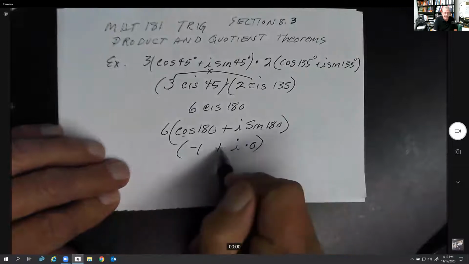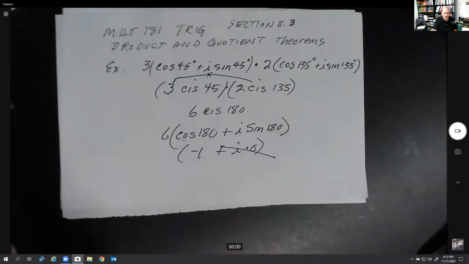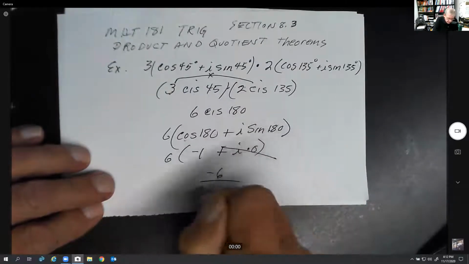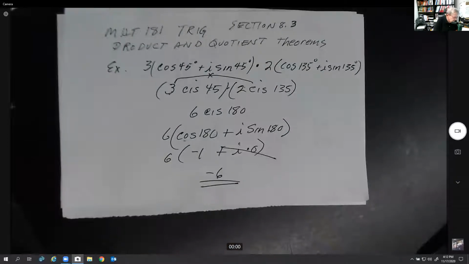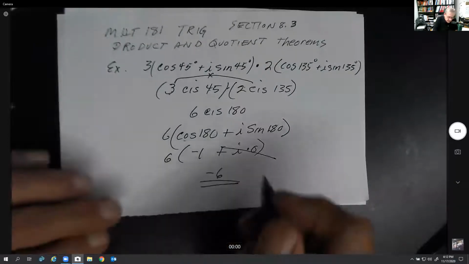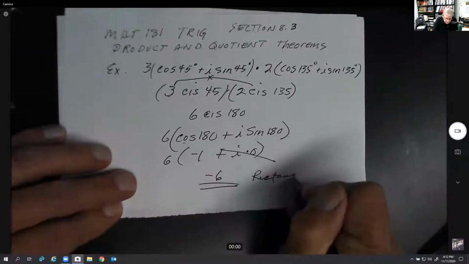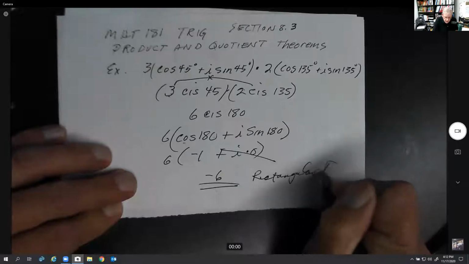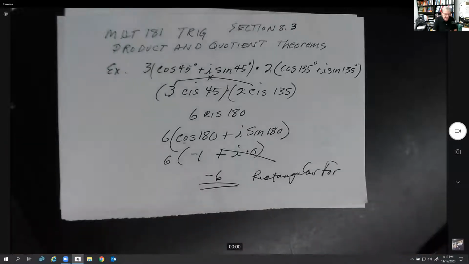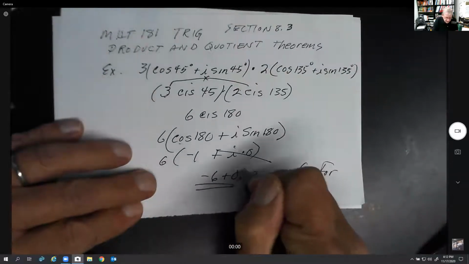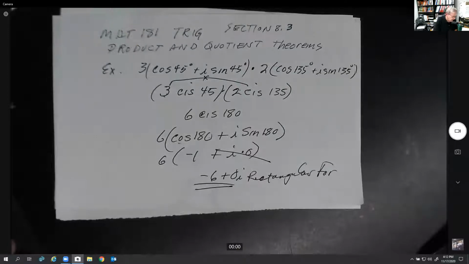So 0 times anything is 0. So now we have 6 times -1, so our answer to this problem is -6. So the product of these two things, if we translate it back to rectangular form, is -6. And if we wanted to write it as a complex number, it would be -6 plus 0i. You get a little fancy if you want to.